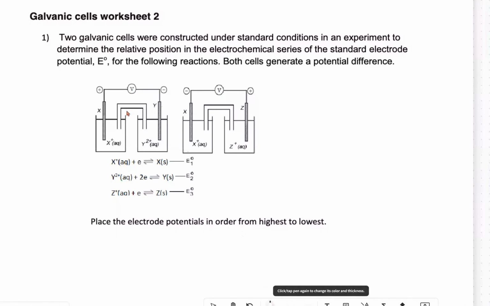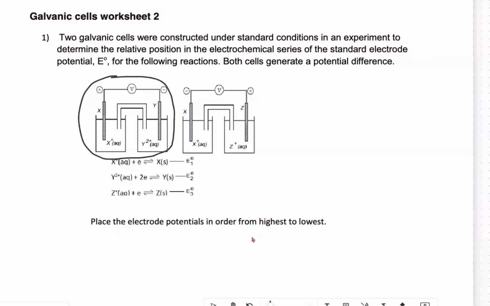You have two half cells. So this is one galvanic cell. This whole thing is one galvanic cell, right? One galvanic cell will have two half cells. One is oxidation half cell and the other one is reduction half cell.